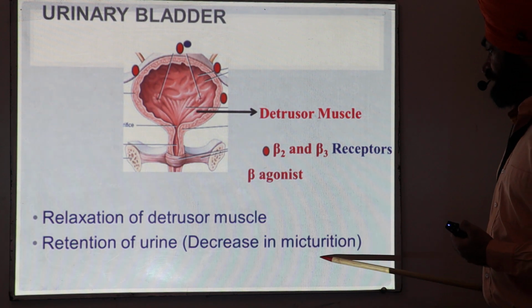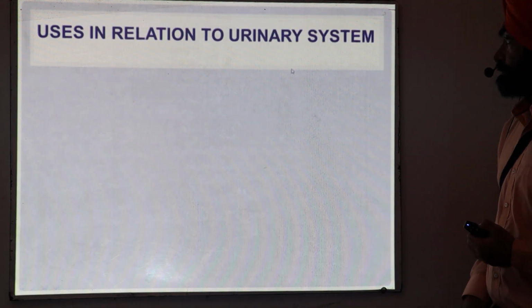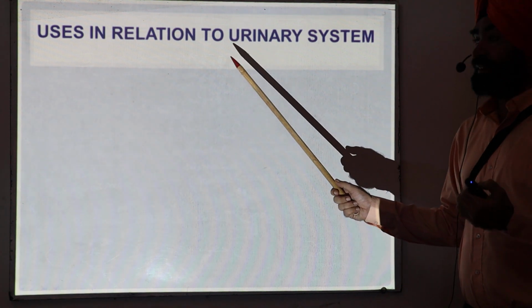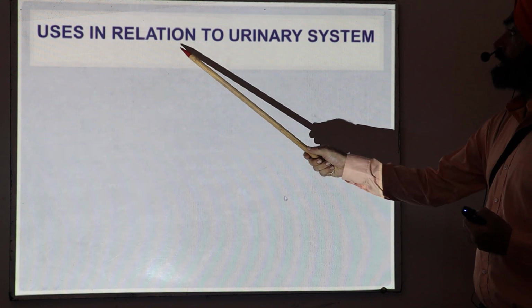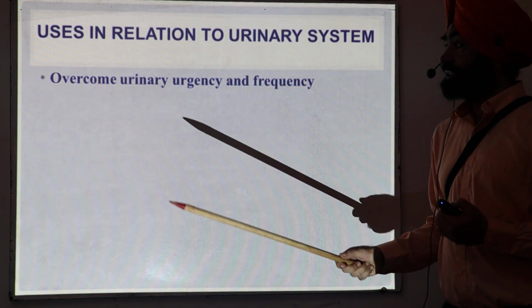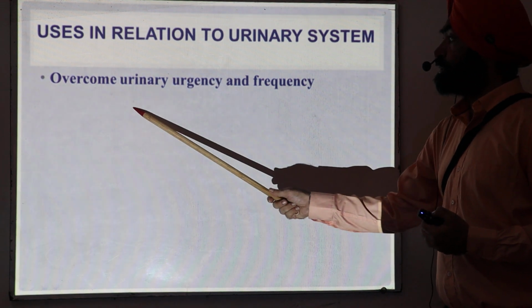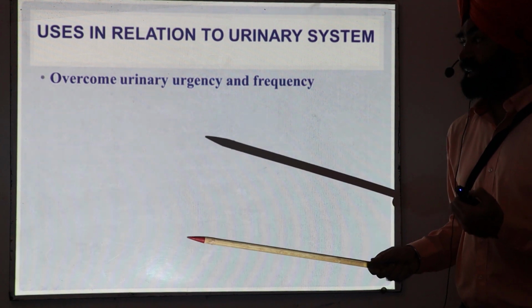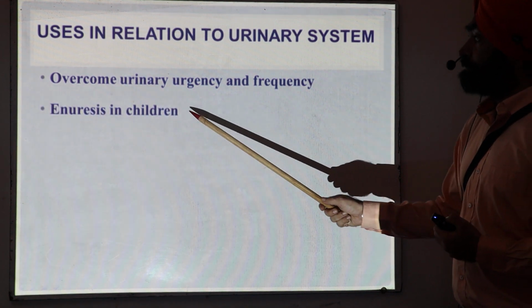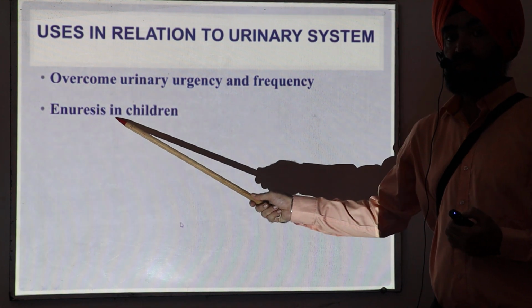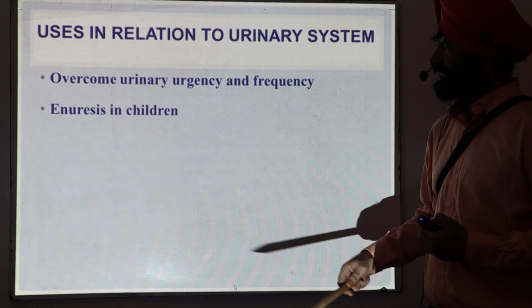Decrease in micturition, retention of the urine. So where can we use this effect in patients in relation to the urinary system? There are certain conditions when there is an increase in urinary urgency and frequency. The person wants to go for urination again and again, and there is bedwetting in children, when they are not able to control urination during the night, called enuresis.